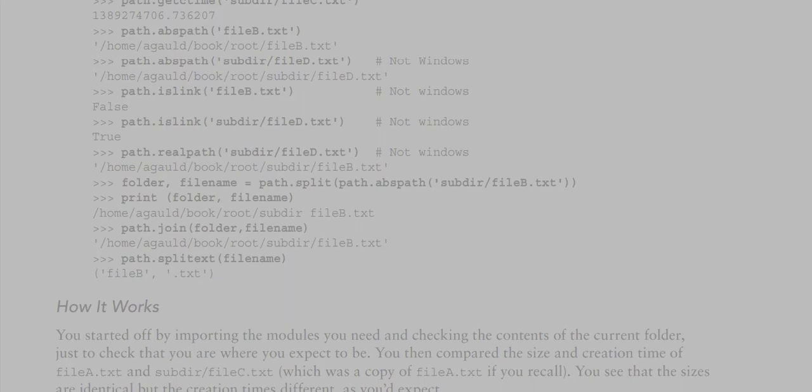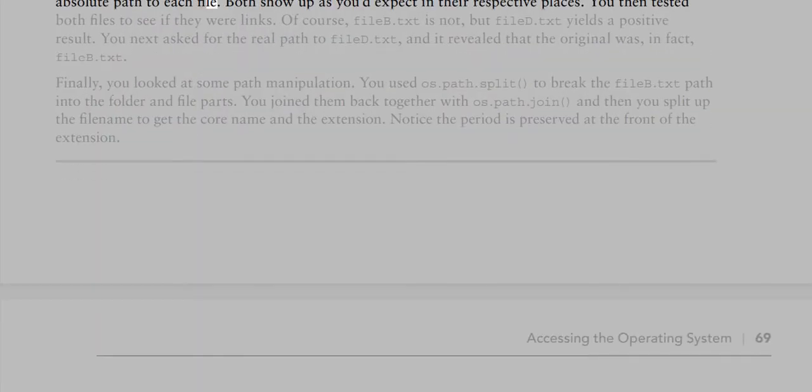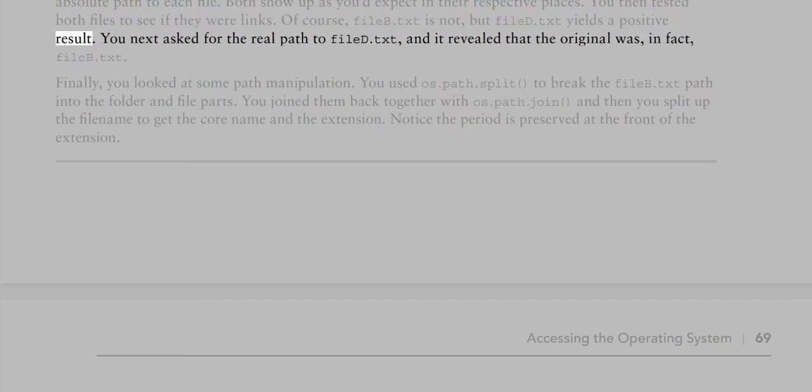This time you looked first at the absolute path to each file. Both show up as you'd expect in their respective places. You then tested both files to see if they were links. Of course, file_b.txt is not, but file.txt yields a positive result. You next asked for the real path to file.txt, and it revealed that the original was, in fact, file_b.txt.